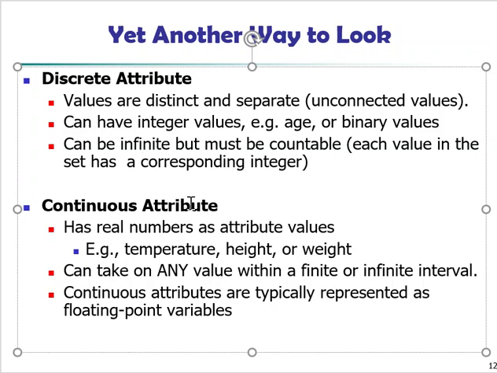Continuous attributes, on the other hand, have infinite possible values in between any two values. For example, if my height is 1.50 meters and your height is 1.60 meters, how many values can we fit in between those two continuous values? Infinite, because we can increase the precision and make an infinite number of numbers in between these two values. Therefore, continuous attributes are typically represented as floating point variables: 2.5, 2.53, 2.5346.